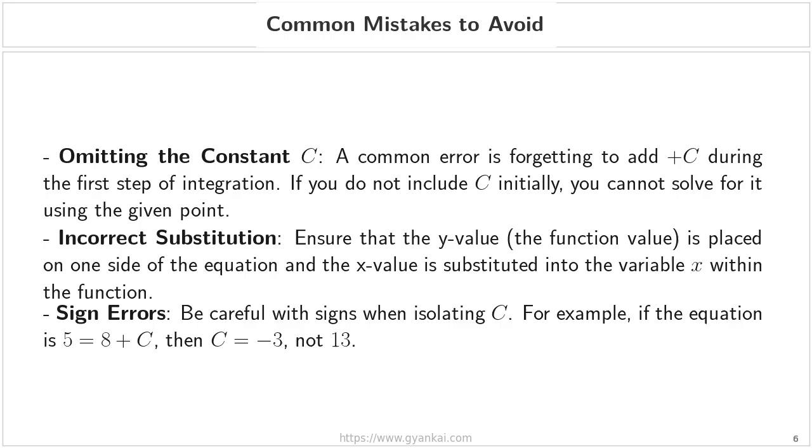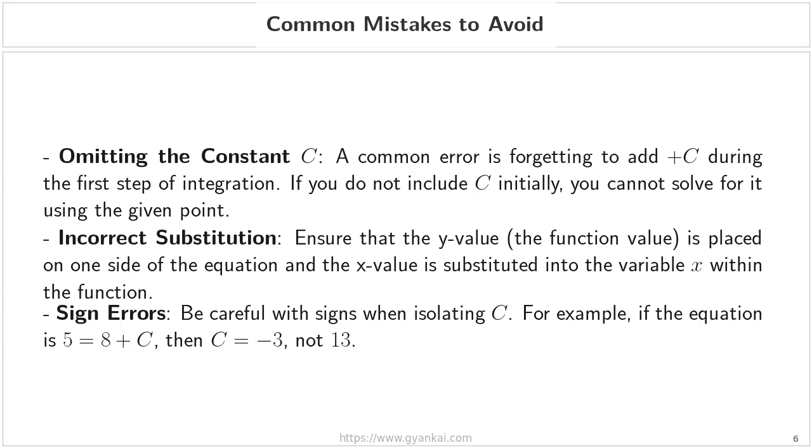Finally, sign errors. This is a simple algebra mistake, but it happens a lot. When you're isolating c to solve for its value, be extremely careful with your signs. The example given is a good one. If you have the equation 5 equals 8 plus c, then c is equal to -3, not 13. A lot of students will incorrectly add instead of subtract, or vice versa. Always double-check your arithmetic, especially when dealing with positive and negative numbers.